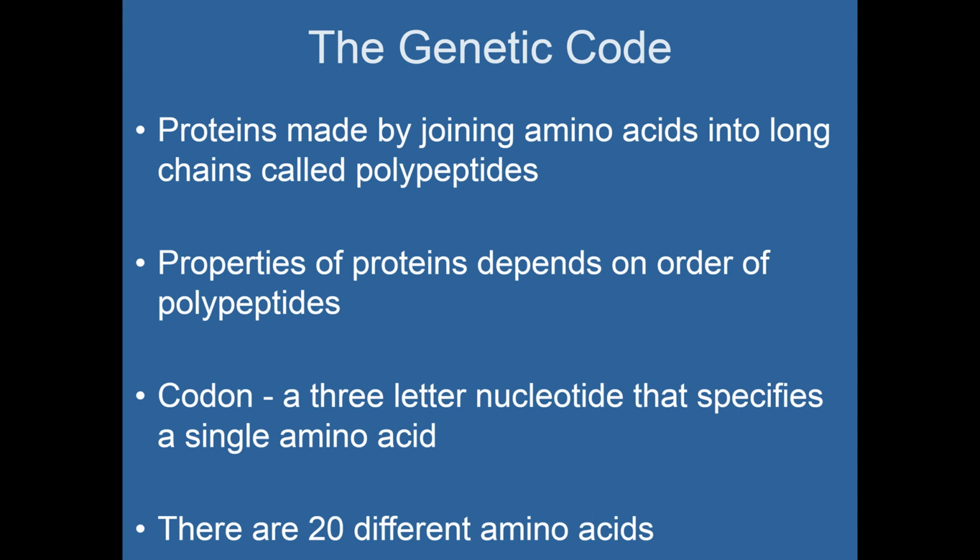A codon has 3 letters, drawn from U, G, A and C, and it specifies a single amino acid. So each codon specifies an individual amino acid, and there are 20 different ones.